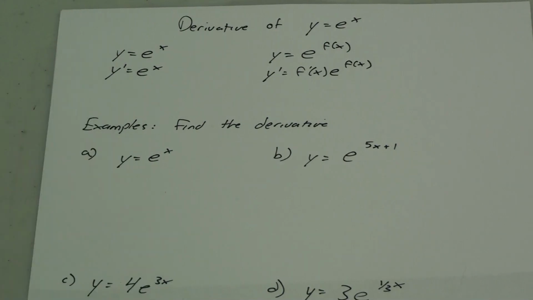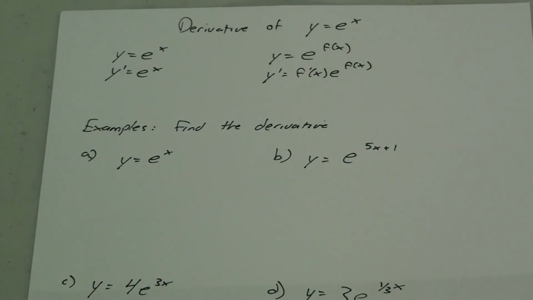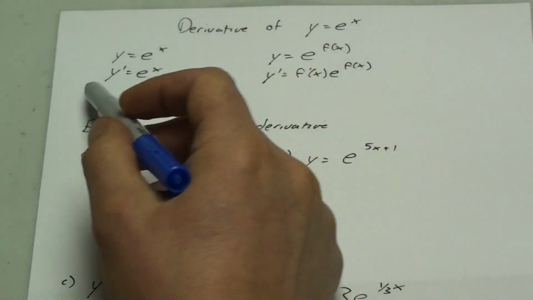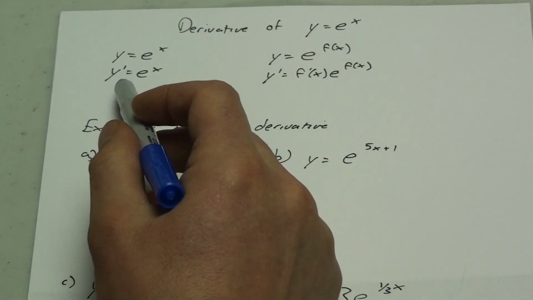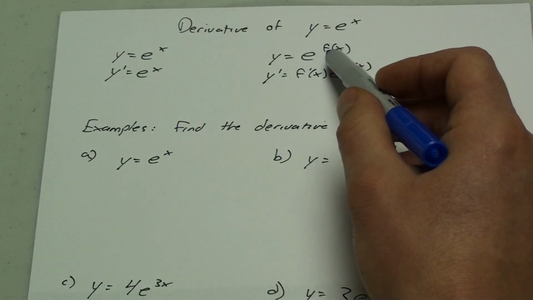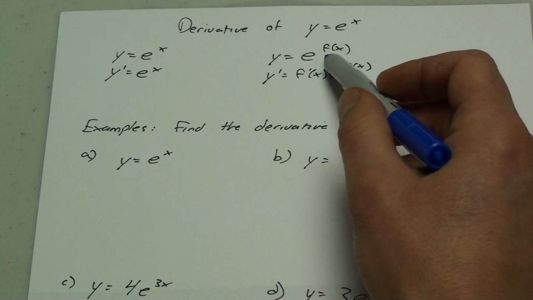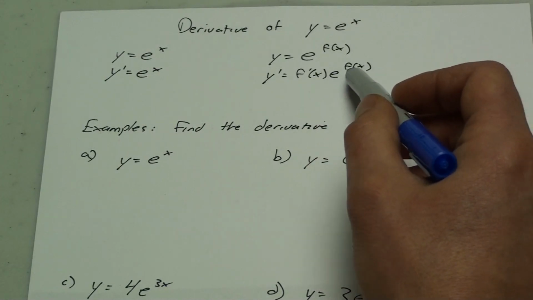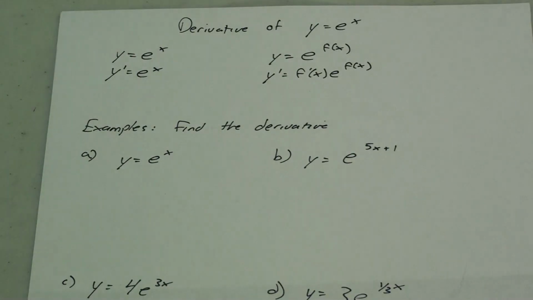Okay, so this is the derivative of the exponential function y equals e to the x. Just y equals e to the x, the derivative is the same as the original, just y equals e to the x. If I have e to some sort of function, then I have to take the derivative of that function, e to the exponent of the function. So I'll do some examples on that.